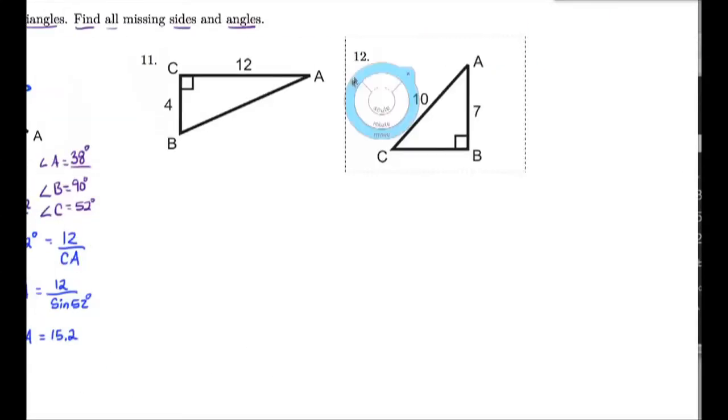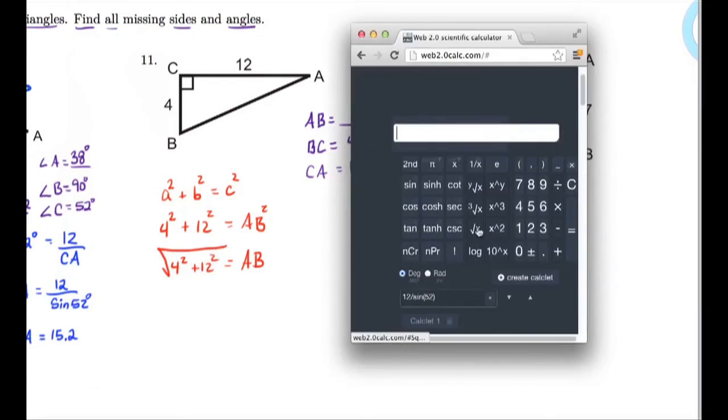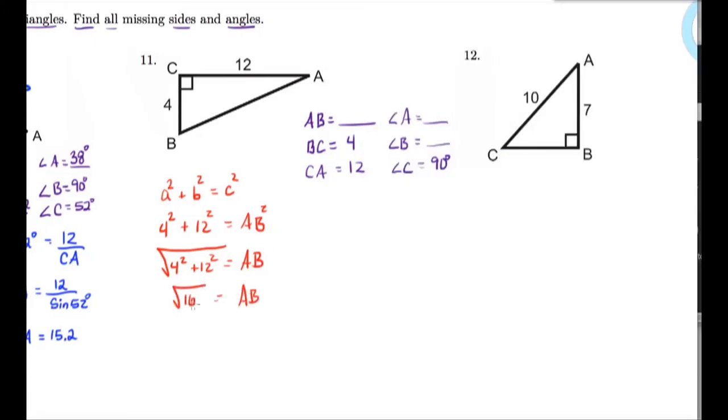Okay, so for 11 and 12, it's the same thing. I'm going to write down what I know, what I don't know, and use the tools available to me to solve for the sides and the angles. I know 2 out of the 3 sides of the right triangle. I can always go to the Pythagorean theorem. And this time I'm going to simplify it in radical form. And I get 4√10.